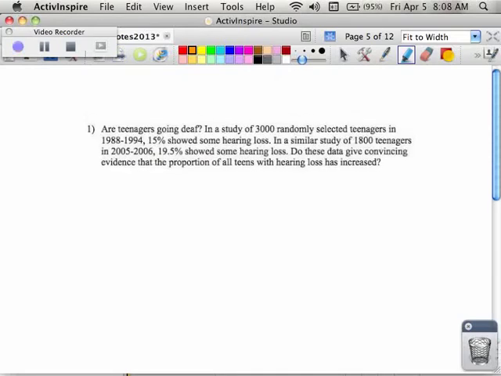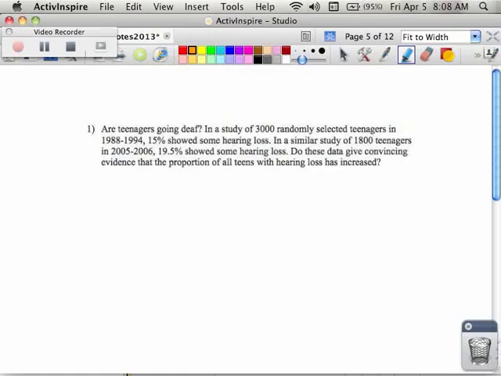So number one, are teenagers going deaf? What you say? What? In a study of 3,000 randomly selected teenagers in 1988 to 1994, 15% showed some hearing loss. In a similar study, 1,800 teenagers in 05 to 06, 19.5% showed some hearing loss. Does this data give convincing evidence that the proportion of all teens with hearing loss has increased?